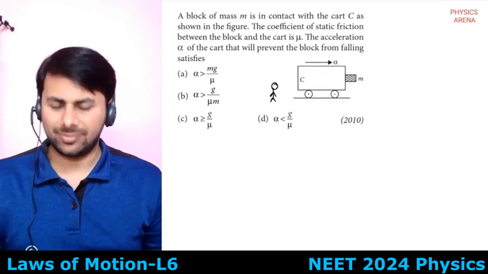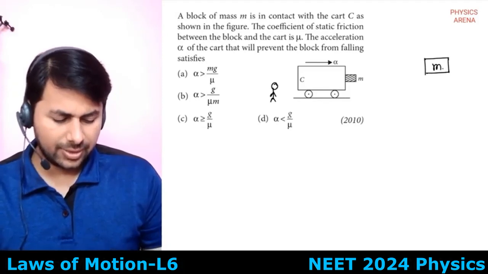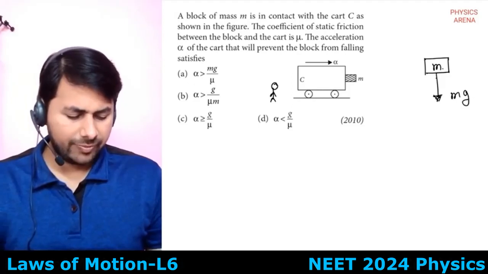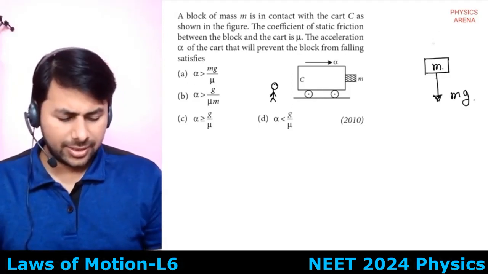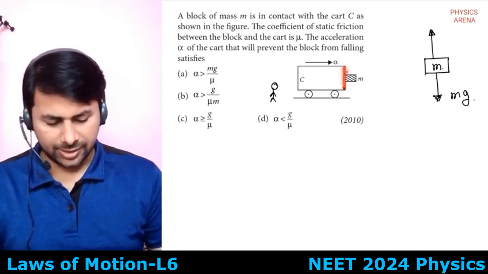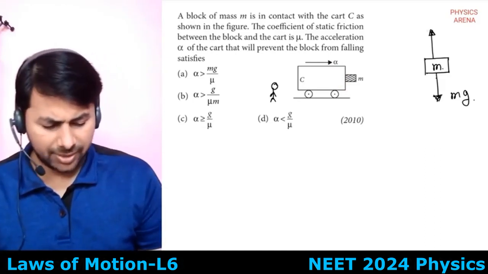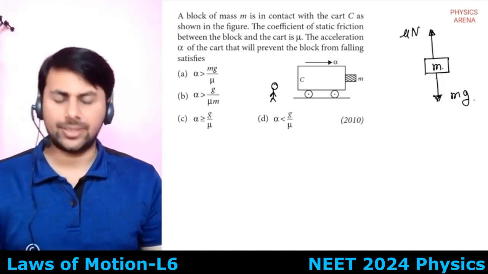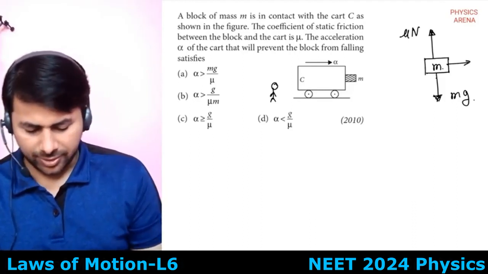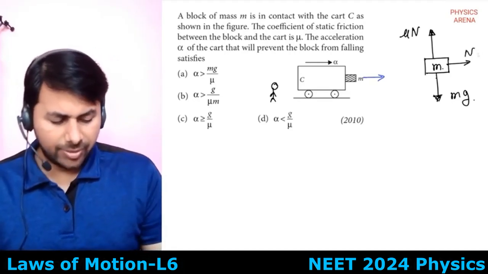It provides some normal reaction. Let's think about this mass. Some weight is acting downwards. How much is weight? M multiplied by g. And there is some frictional force acting in this direction, because it is touching the cart, so the frictional force will act in the upwards direction. How much is that frictional force? It is mu multiplied by normal reaction. And in what direction is the normal reaction acting? It is acting in this direction.